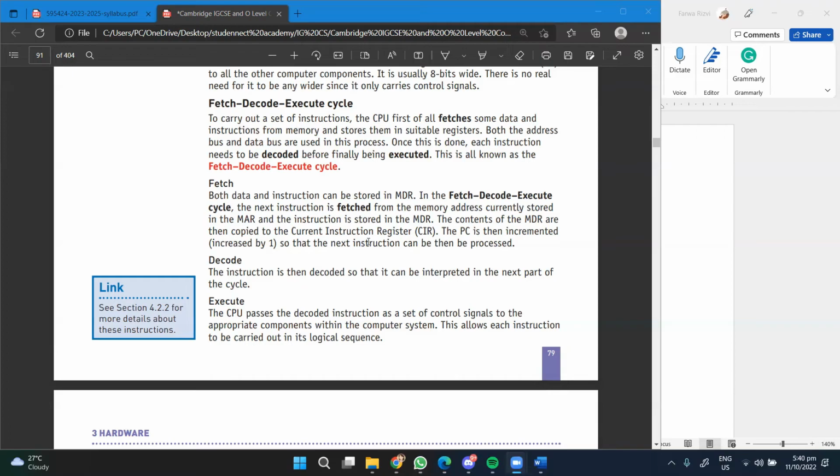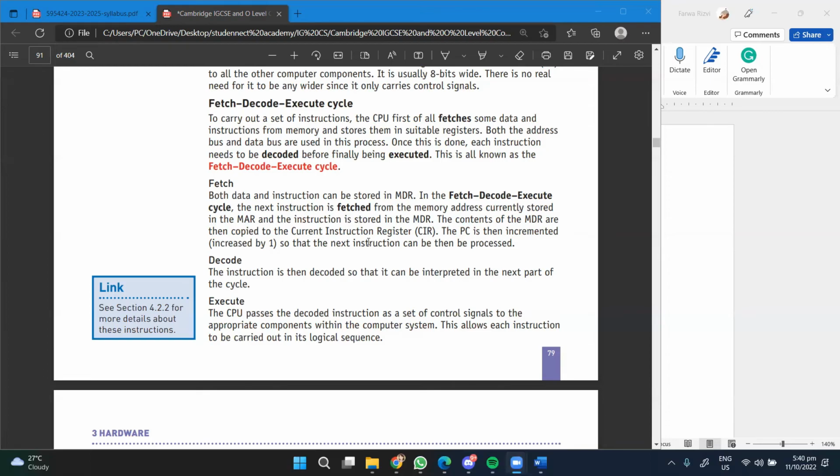Now, once we have this current instruction that we want to process, which is in the CIR, by the way, we're going to decode that data first. So when it comes to the decode section of the cycle, the instruction is decoded so that it can be interpreted in the next part of the cycle. And once it's decoded, it needs to be executed so that we can execute the actual process.